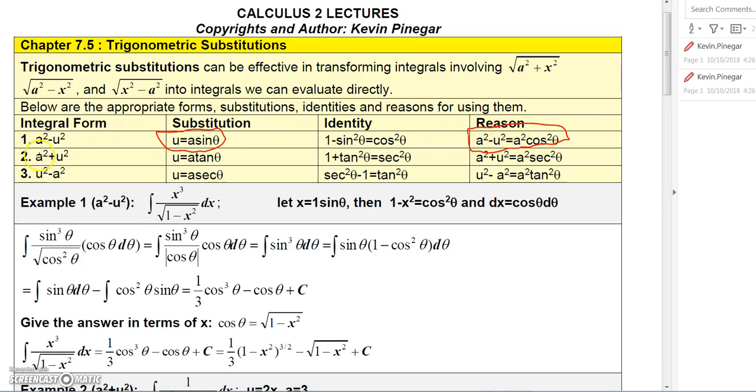And then if you have a squared plus u squared, you'll let u equal a tangent theta, because when you simplify a squared plus u squared with that substitution, you'll end up with a squared secant squared theta using this identity. And then if you have u squared minus a squared, you generally want to let u equal a secant theta, so that u squared minus a squared would equal a squared tangent squared theta using the substitution identity here to get that.